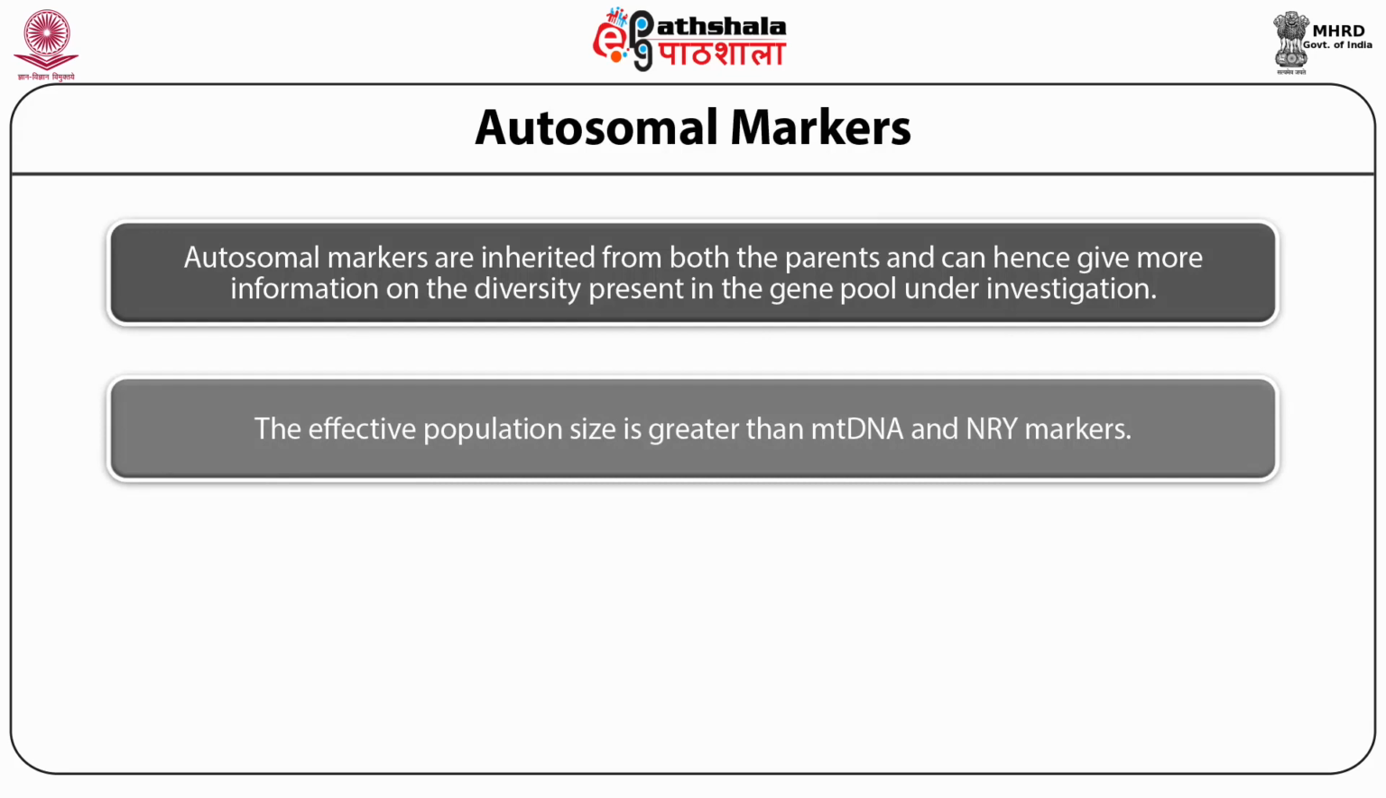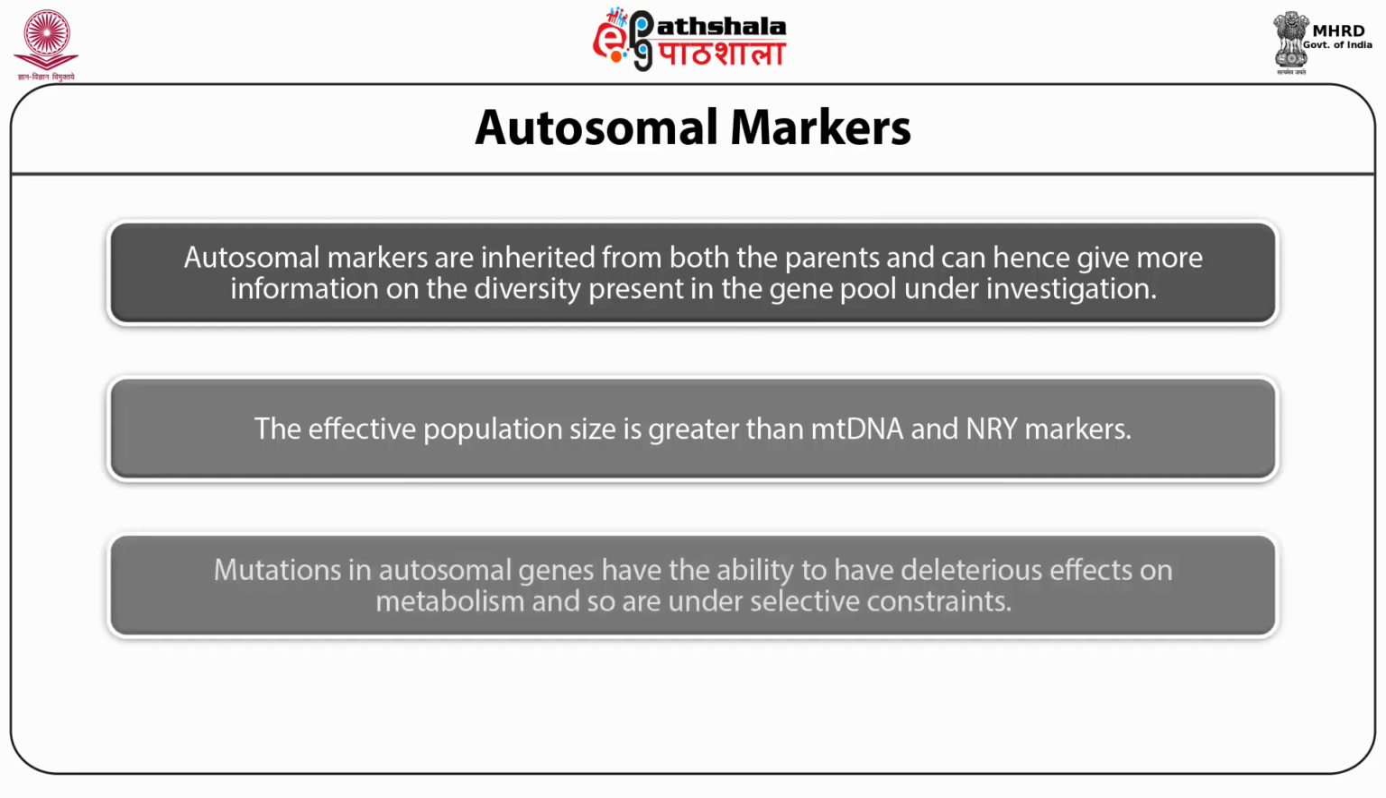The genetic markers in autosomal genes are under great functional constraints due to the genic richness. That is, autosomes have more genes in comparison to Y chromosomes and mitochondrial DNA, and these genes are involved in metabolism. Mutations in autosomal genes can have a deleterious effect on metabolism and so are under selective constraints. However, some mutations have a neutral effect on the phenotype, while others impart an advantage in a particular environment. The frequency of markers is hence altered in tune with this effect on the phenotype.